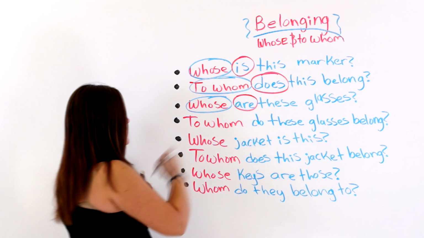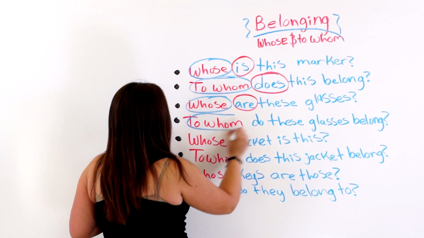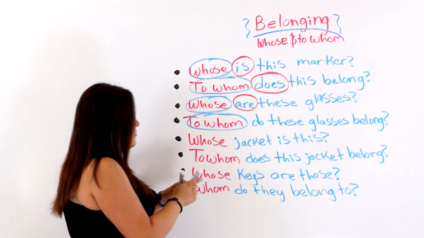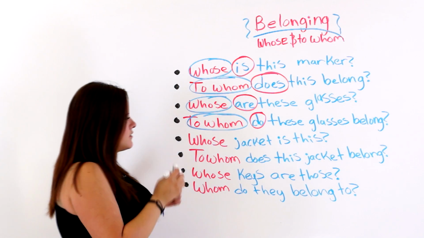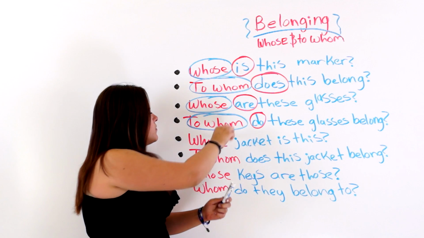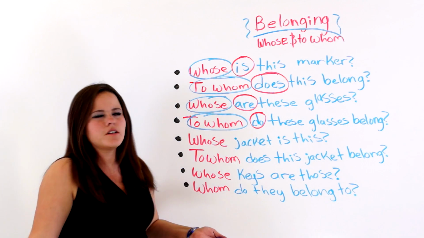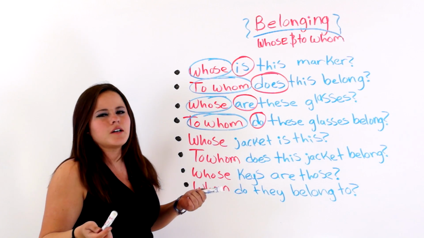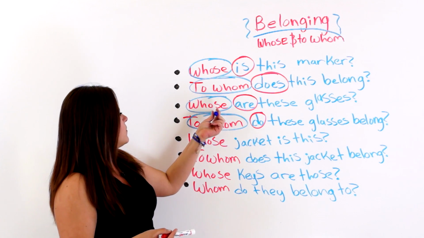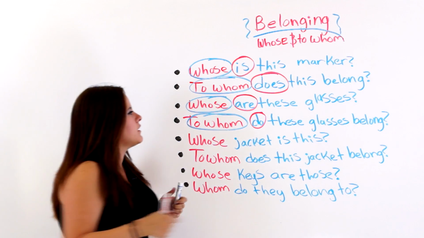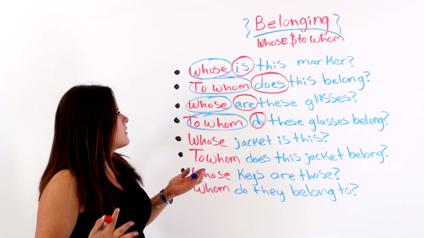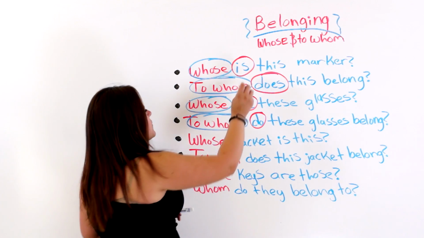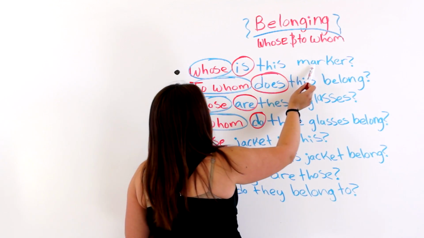To whom? Notice again here. I'm going to point it out. To whom do these glasses belong, okay? When you use to whom, you go straight to the auxiliary do or does, depending on what you're talking about. And when you use whose, you go straight to the verb be using are or is, depending on what you're talking about again. Okay, right here, we're using is because we're talking about one thing, right?